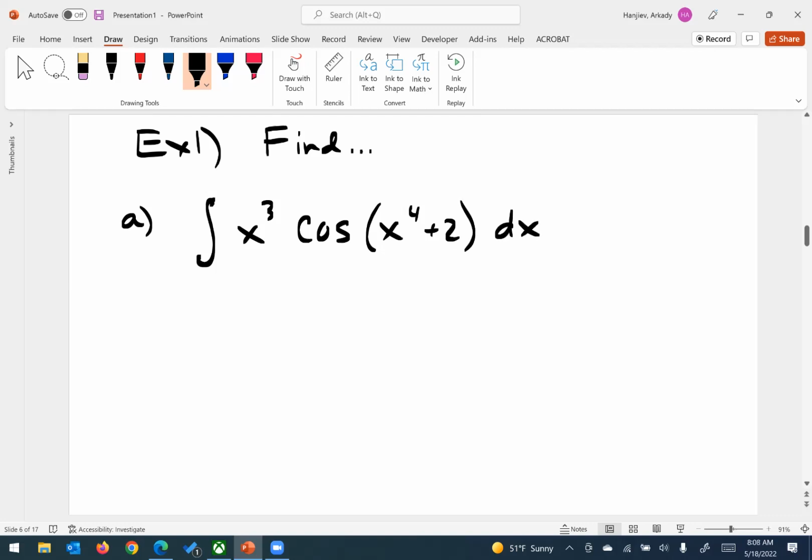And I'll give you guys 30 seconds for each problem, and let's see if you can figure it out. Think to see if you have an outside function. Think to see if you have an inside function. And then see if you have a derivative of the inside function. It's super cool.